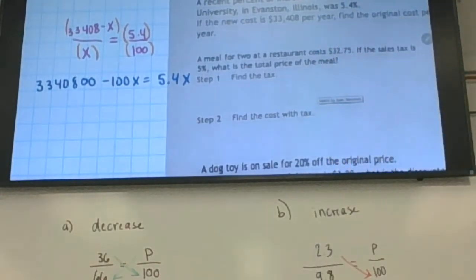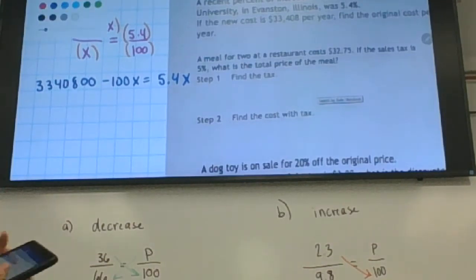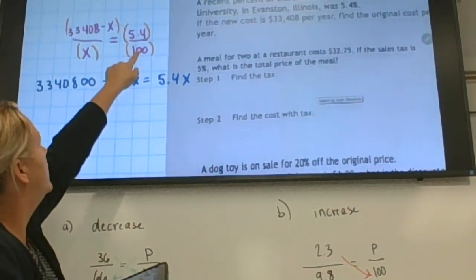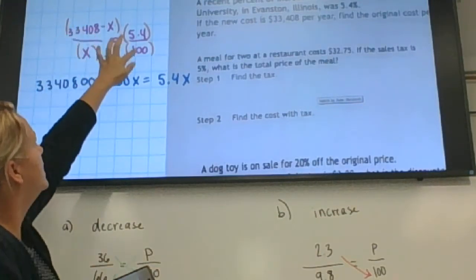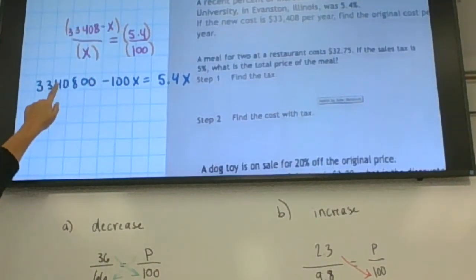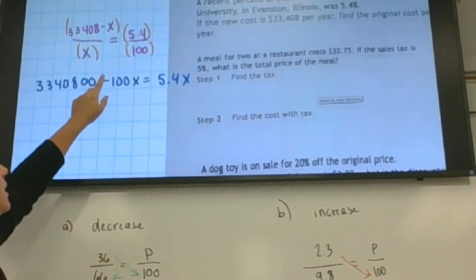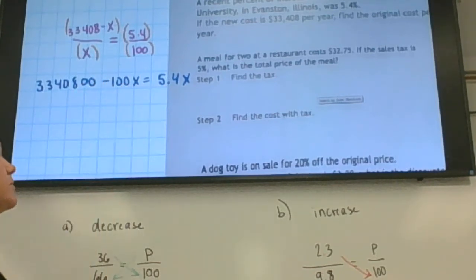Did you guys see how I cross multiplied this? To cross multiply this entire expression, I do 100 times this and 100 times this. So it's 3340800 minus 100x equals 5.4x. So this is like a multi-step equation now. I'm going to add 100x to both sides.